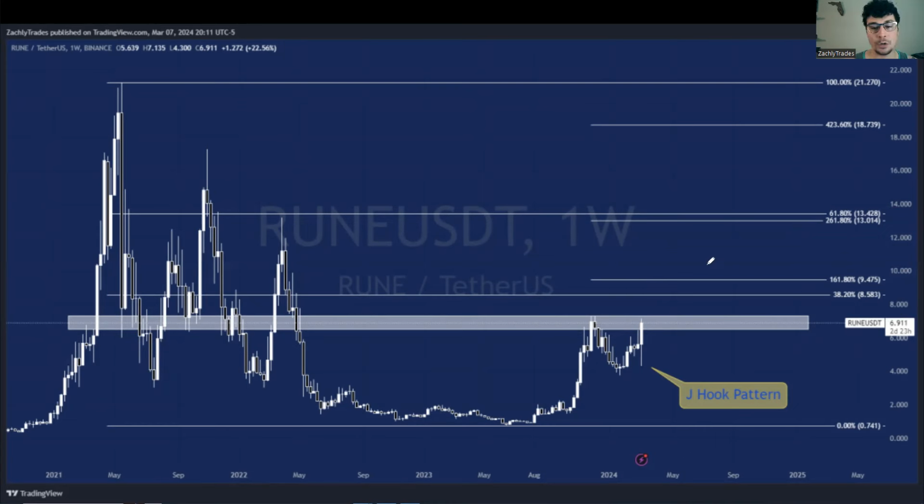So this is a weekly time frame, so don't expect it to happen in one day or 2 days or 1 week. It will take a little bit of time to develop, but these are things that you want to monitor and you want to pay attention to right now.